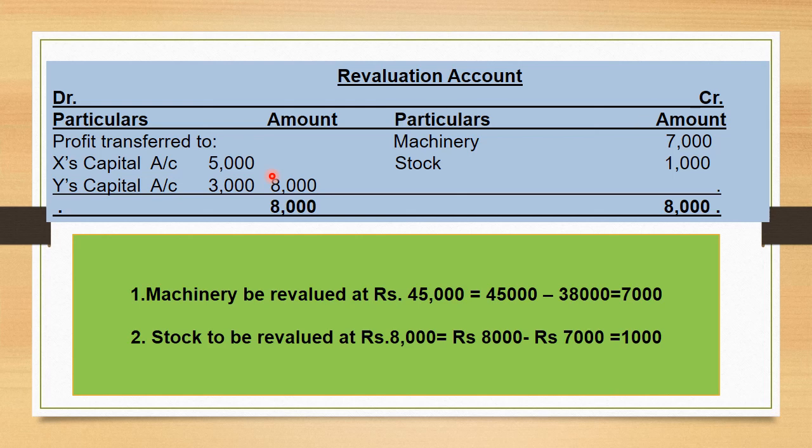It means we will distribute whatsoever is given as profit in their old ratio. That's why I am distributing 8,000 in 5:3, out of which X gets rupees 5,000 and Y gets rupees 3,000.